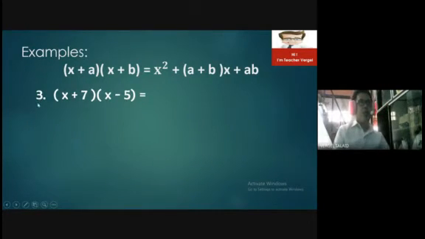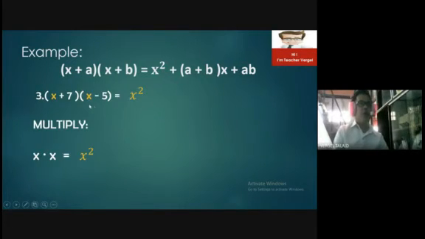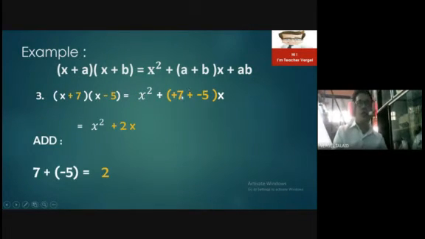Next, if we have x plus 7 times x minus 5, still, you are going to multiply x times x, that is x squared. To get the second term, or the middle term, just simply add positive 7 and negative 5. So this is 7 plus negative 5. This is unlike signs. You are going to subtract and copy the sign of the larger absolute value. So we have a positive 2. Therefore we have positive 2x for our middle term.